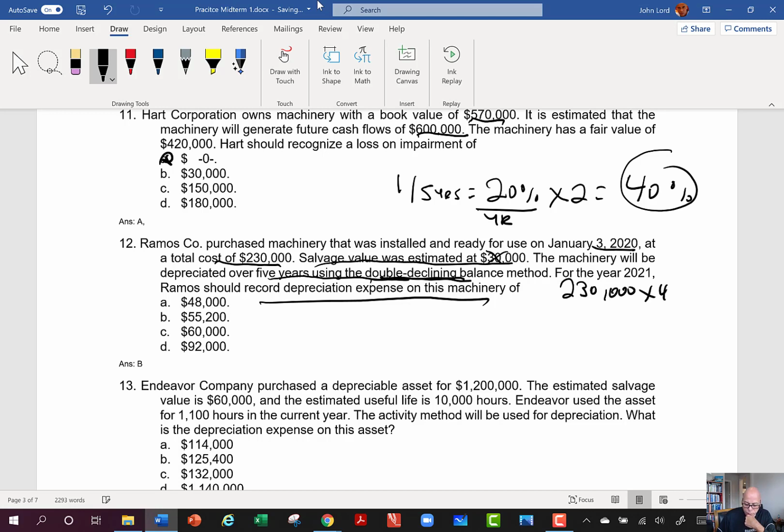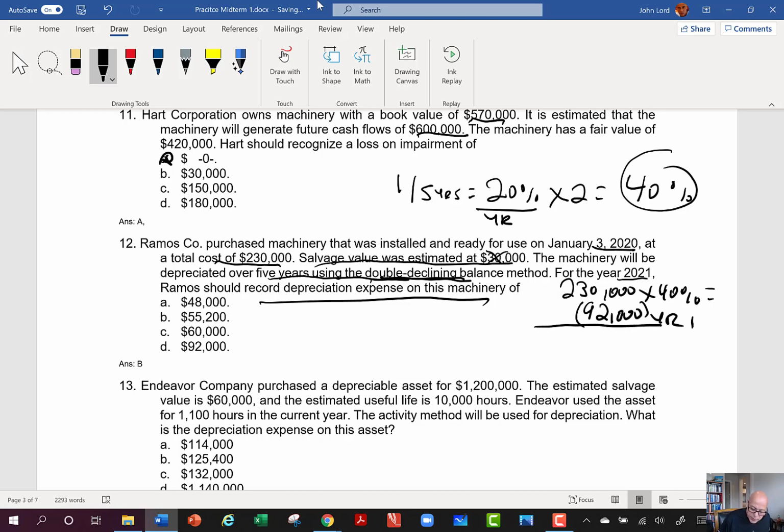230 times 40%. Right? Means that in that first year in 2020, now they asked me for 2021, but I have to calculate the first year to be able to get to the second year in a declining balance calculation. 230 times 40% is going to give me in that first year $92,000. That's year 1. Okay. So I take that $92,000 from year 1.